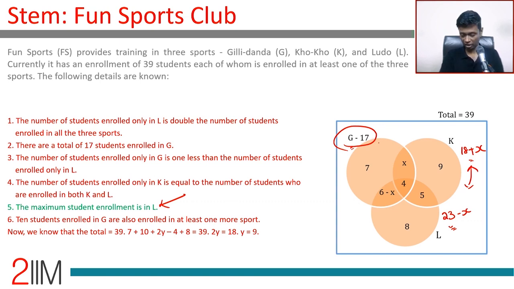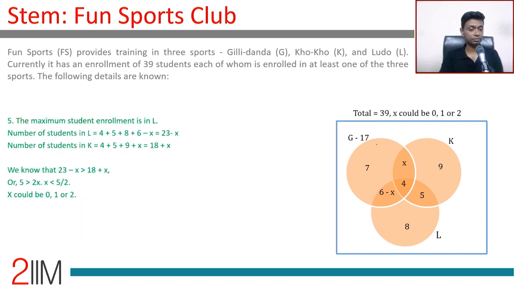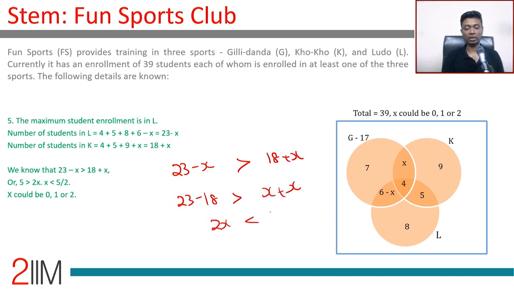So let's plug in that constraint and get some value going for X. We know that 23 minus X is greater than 18 plus X. 23 minus 18 is greater than X plus X. 2X is less than 5. X is less than 5 by 2. 5 by 2 is 2.5. We're looking for integer values of X. X could be 2, 1 or 0. Maybe there'll be some constraint which says it cannot be 0, but right now we'll account for 0 also. X can be 2, 1 or 0. Everything else we know, and we also know that X could be 0, 1 or 2.